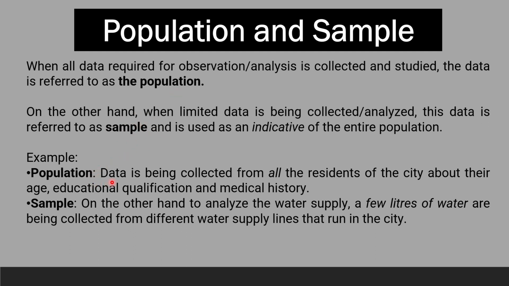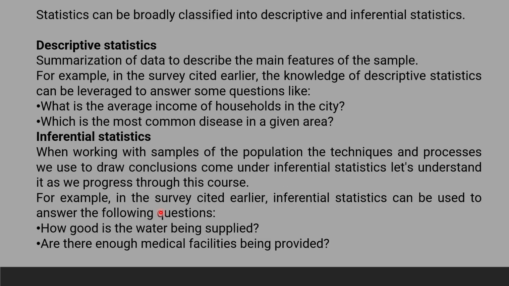The example here is that data is collected from all the residents of the city about their age, education, qualification and medical history. A sample, on the other hand, is used to analyze the water supply. A few liters of water are collected from different water supply lines that run in the city. You cannot take samples from all the water lines because it would be hectic, so you take samples from some different water lines and then draw conclusions. So this was about population and sample.